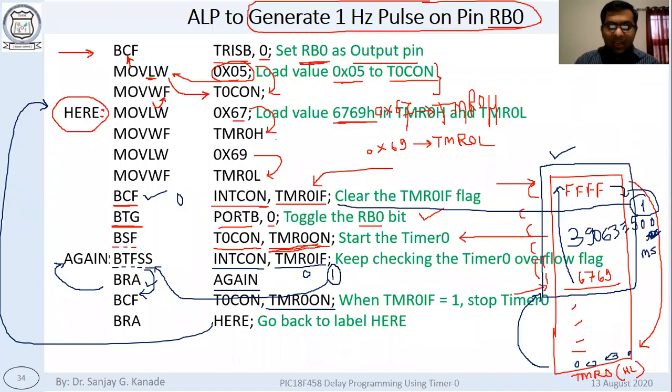And then again we are starting. We are clearing the TMR0IF flag. Then we are toggling the bit.